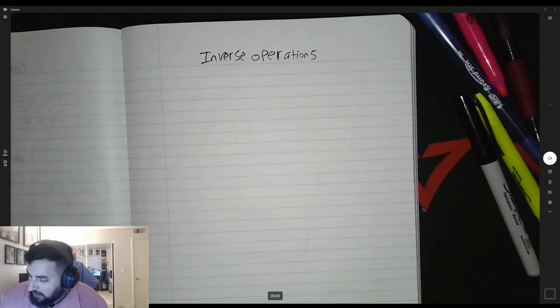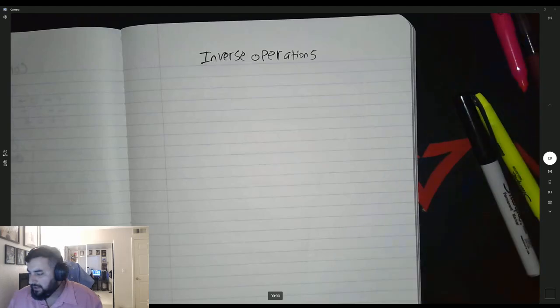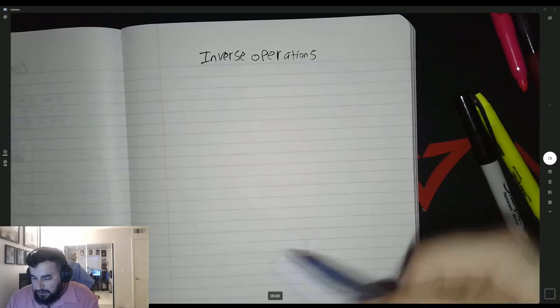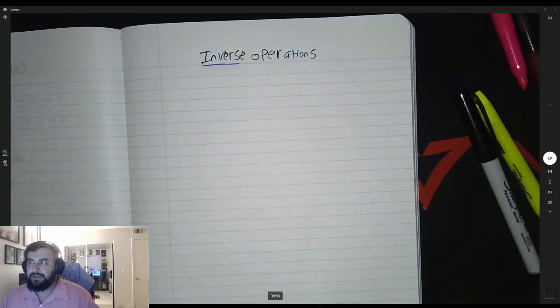Hey guys, right now we're going to be looking at inverse operations. Before we start that, I want to talk to you about inverse operations and what that really means. Let's think about the word inverse. If I were to put my shirt inverse, that means it would be inside out, right? It's kind of like opposite. You have to think about the word as opposite.